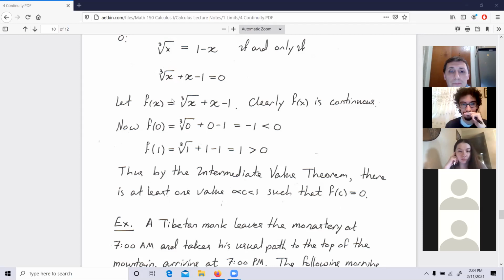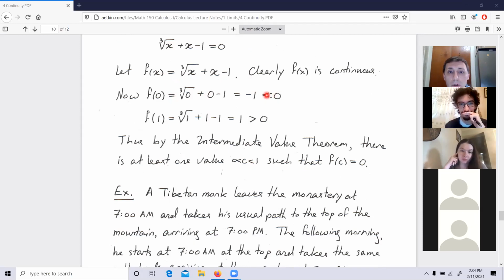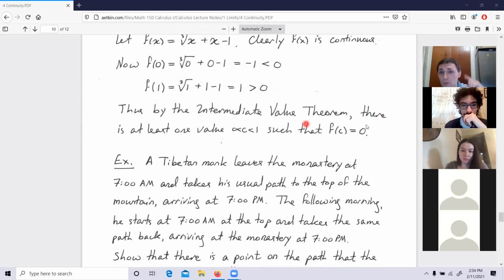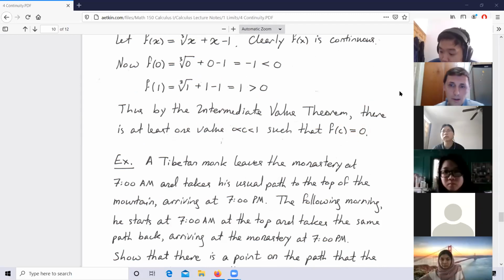So I say at 0, it's below the x-axis. At 1, it's above the x-axis, which means by the intermediate value theorem, there is at least one crossing, at least one number c, which gives you 0. Good? At least one number c that will give you 0. Do you understand the idea of this theorem, guys? So, any questions? Okay, we will see how it is.